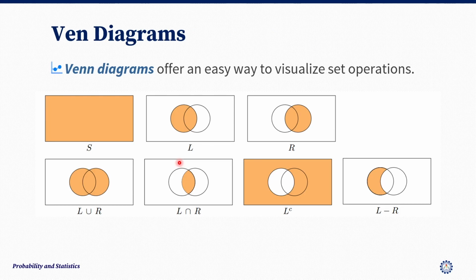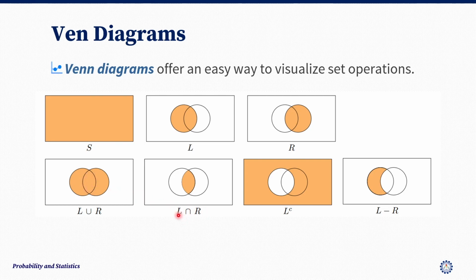So we come now to Venn diagrams. Venn diagrams offer an easy way to visualize set operations. In all the figures, S is the region inside the large rectangle. L is the region inside the left circle, and R is the region inside the right circle. The shaded region shows the set indicated underneath each figure. So let's say for instance, we have L union R. We represent that in this way.